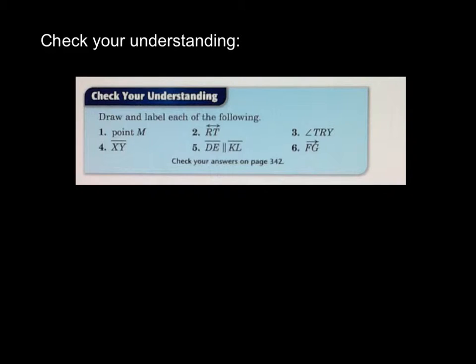Let's give this a try. On your board, draw and label each of the following. A point called M, line RT, angle TRY, line segment XY, parallel line segments DE and KL, and a ray FG.